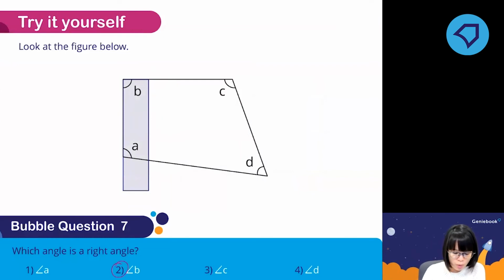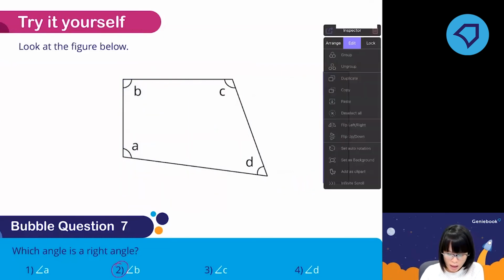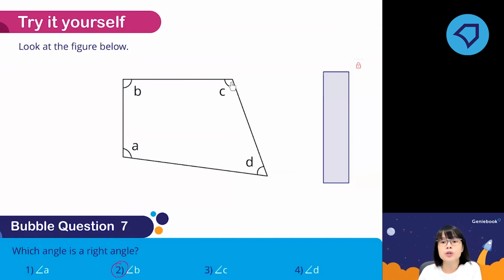So let's do a quick one. Type in for me. Angle C, acute or obtuse? Obtuse, excellent job. How about angle D, acute or obtuse? Acute. Well then, how about angle A, acute or obtuse?